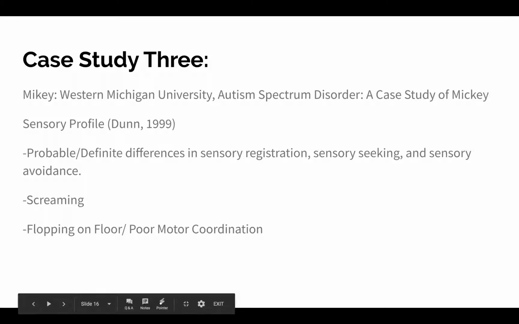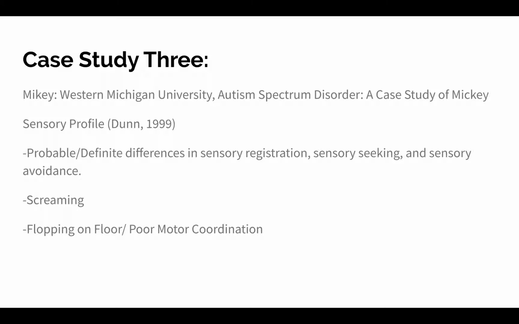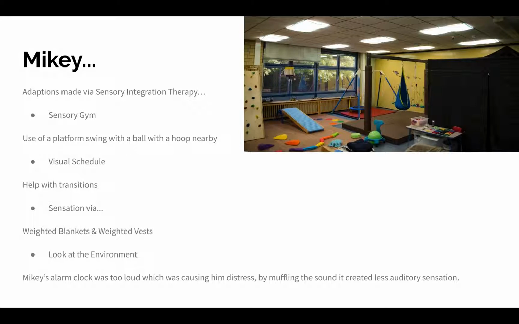Case 3 focuses on a boy named Mikey. When observed with the sensory profile, he had probable to definite differences in sensory regulation, sensory seeking, and sensory avoidance, which led to screaming and flopping on the floor, along with poor motor coordination, which is what Mikey was facing in his day-to-day life. So, some of the sensory integration that they added. We had talked earlier about sensory gyms as being a form of where sensory integration could take place. Above here is just a picture of some materials that could be found in a sensory gym. This is what was used for Mikey.